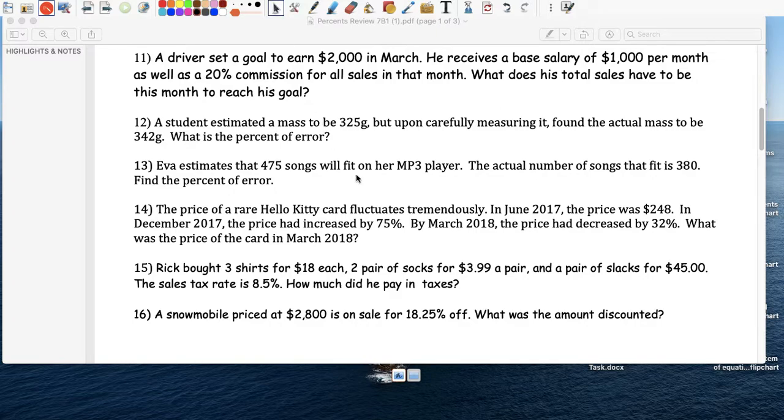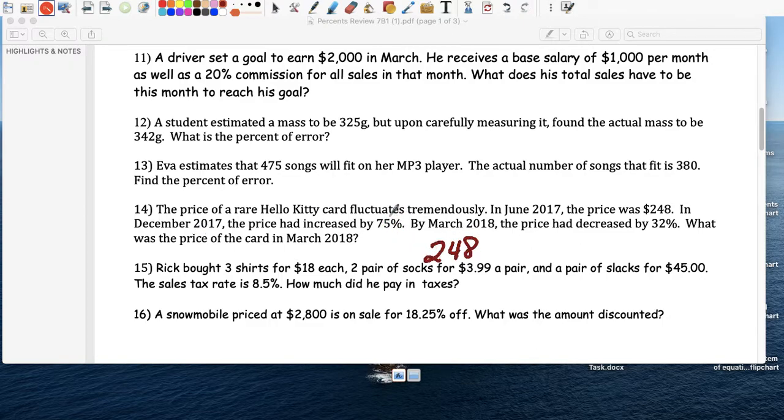14. The price of a Hello Kitty card fluctuates. In 2017, the price was $248. In December 2017, the price had increased by 75%. By March 2018, the price decreased by 32%. What was the price of the card at the end? So again, here's the price of the card originally.